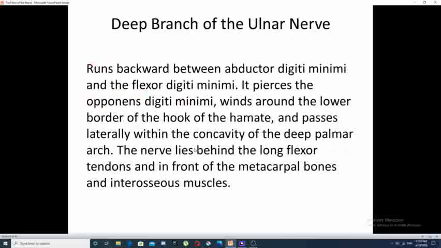The deep branch of the ulnar nerve runs backward between the abductor digiti minimi and flexor digiti minimi. It pierces opponens digiti minimi, winds around the lower border of the hook of hamate, and passes laterally within the concavity of the deep palmar arch. The nerve lies behind the flexor tendons and in front of the metacarpal bones and interosseous muscles.